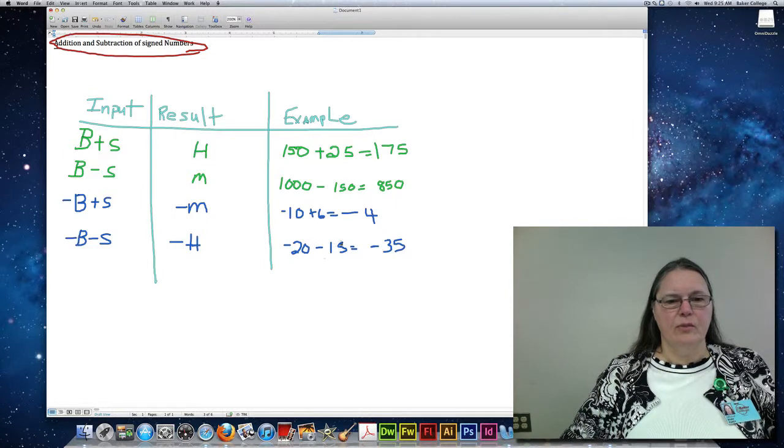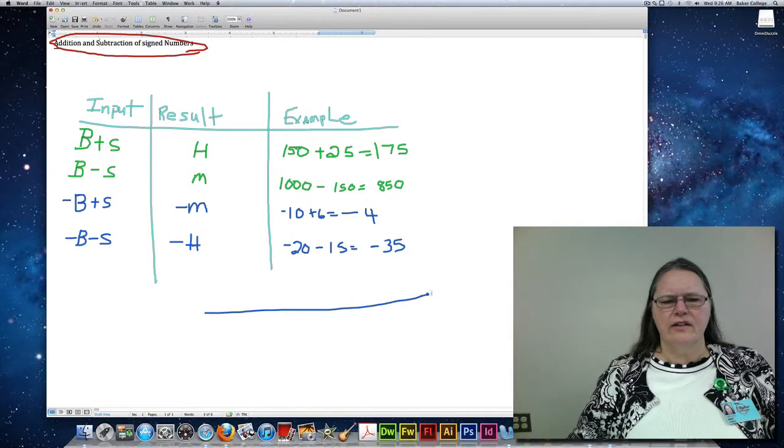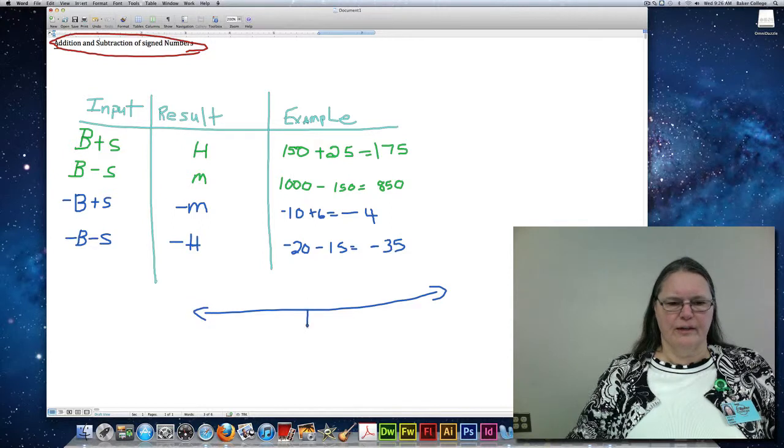Because these two sum together to make 35, and I went in debt further. Now there's a way to look at this on the number line that may be helpful. Well, that's not very straight, is it? Sorry. Here's our 0 point, and this is the positive direction, and this is the negative direction. So let's look at this.